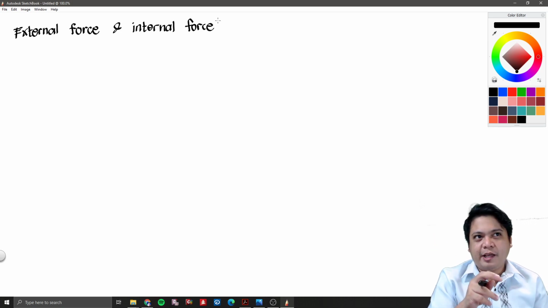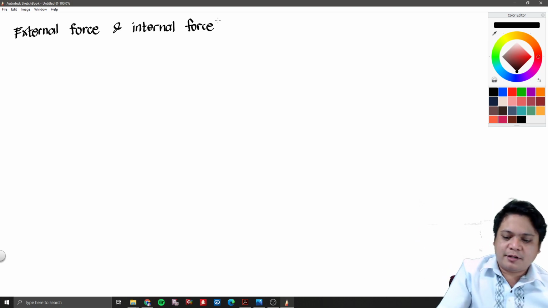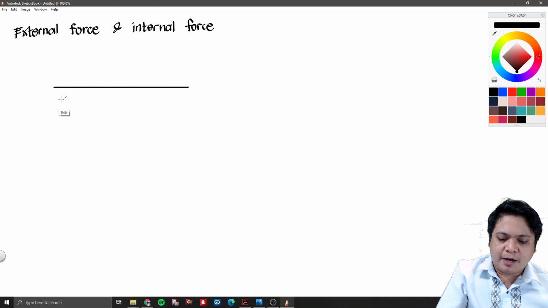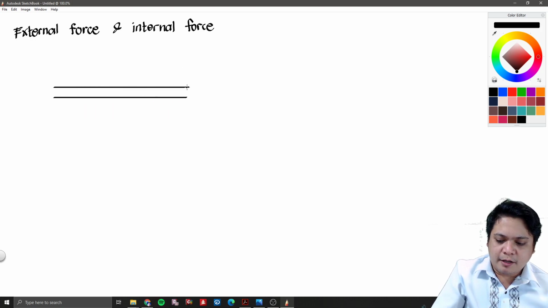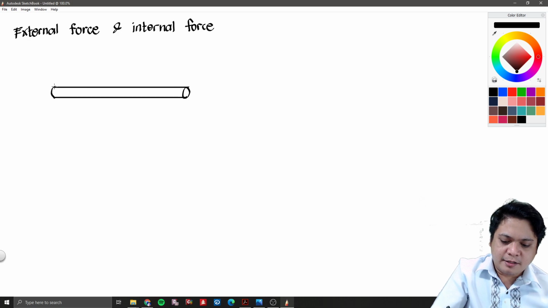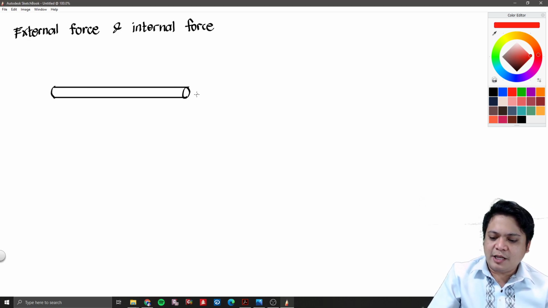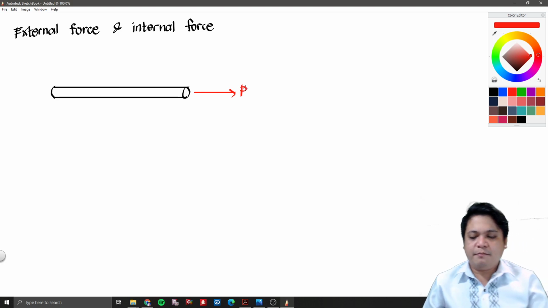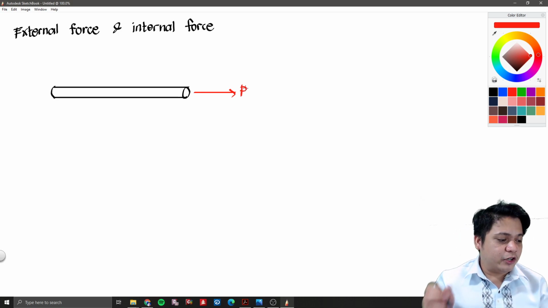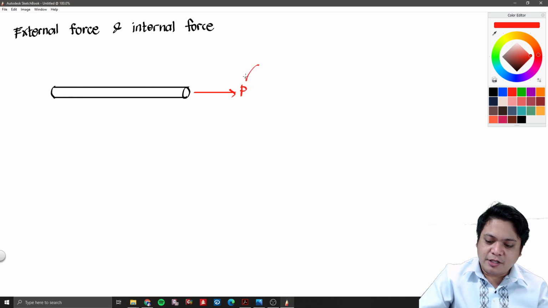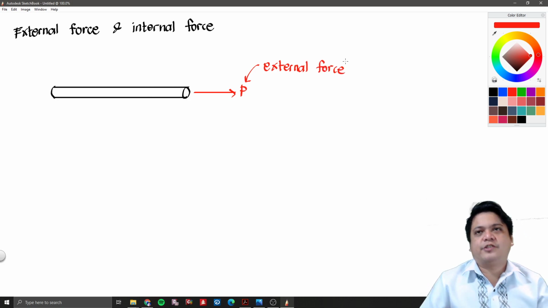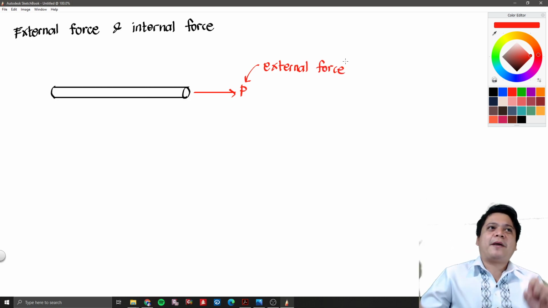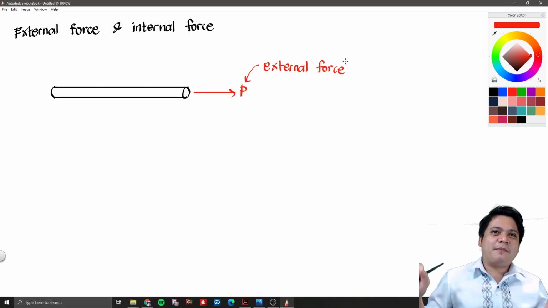For example, I have a piece of steel, or a bar. Assuming I have here a bar with a length like this. Then, I will pull it here at a certain force P. This P is your pulling. This is called the external force.